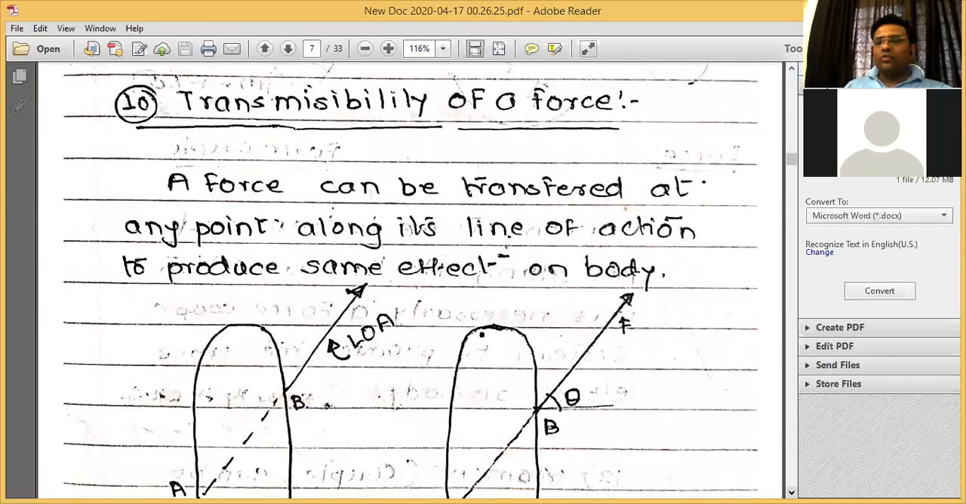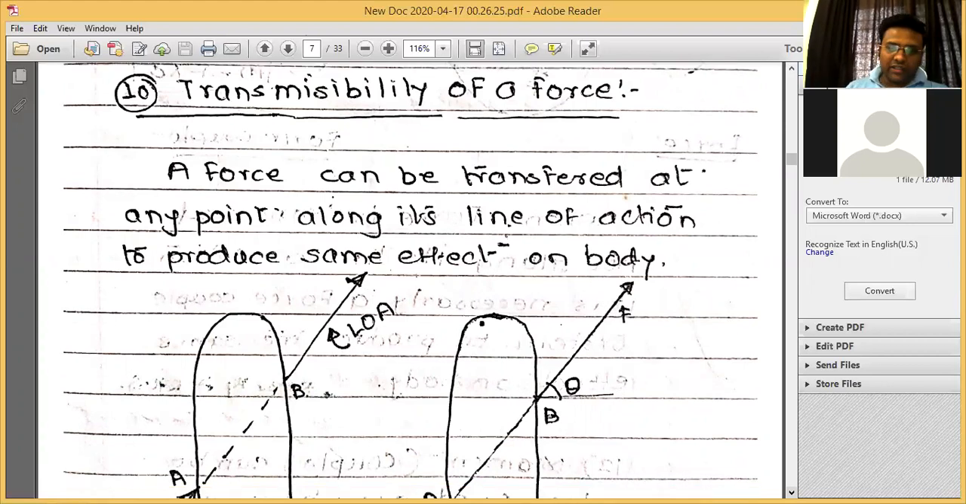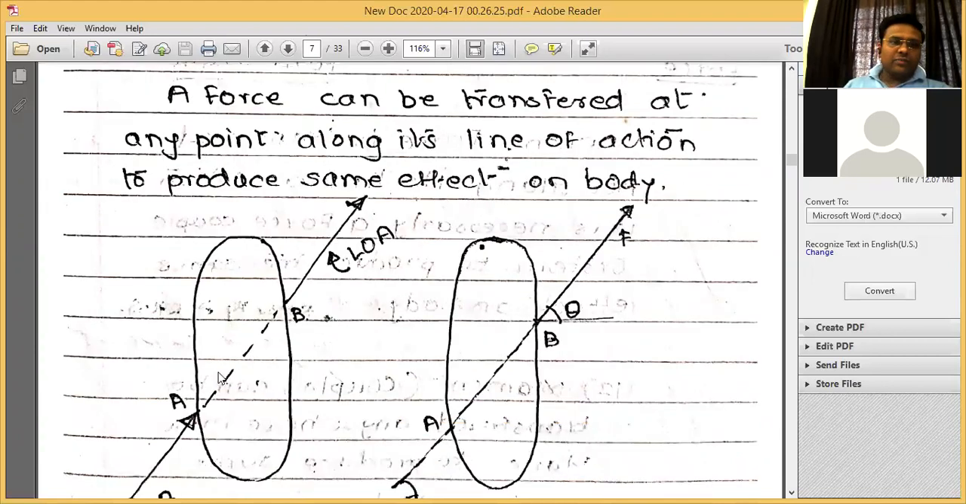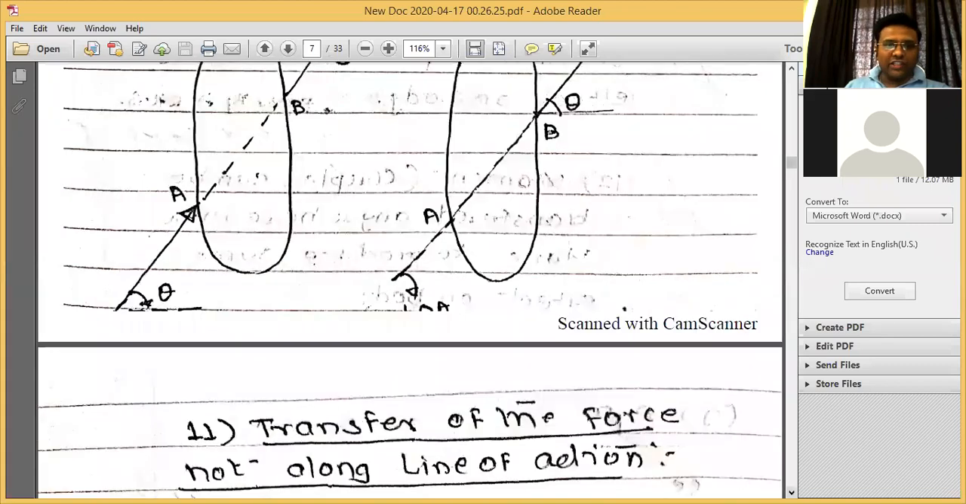The force can be transferred anywhere in the line of action, right, by keeping the direction constant and the angle which is made by that particular force, either with respect to horizontal or vertical, constant. Then this particular force can be transferred. The principle is called the principle of transmissibility of the force.